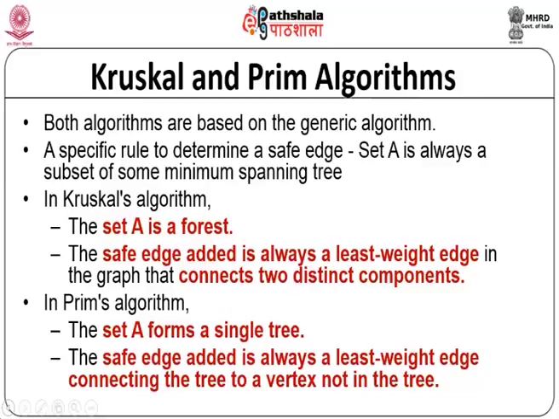While in Prim's algorithm, the set A forms a single tree and the safe edge added is always the least weight edge that connects the tree to a vertex not in the tree. So, the difference is in the approach. In one we are adding an edge, in the other we are connecting the tree to a vertex that is not in the tree. So, that is the difference between the two. Here we will be discussing the first algorithm, Kruskal's algorithm.